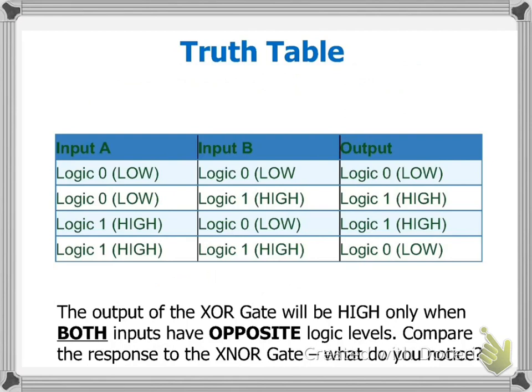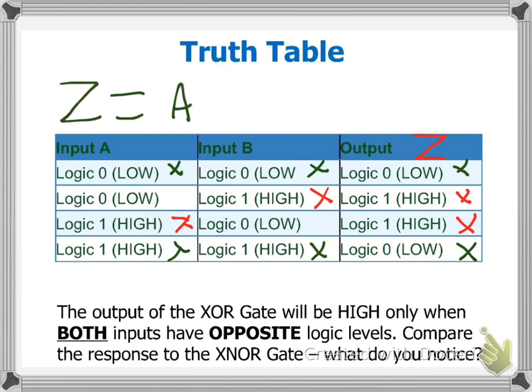Okay, so here's the table. So this is our output Z, and the output will be high when only B is high. It will be high when only A is high. But notice then that one, I want to change my color. Here we'll go with, I don't know, green. And the output will be low if both inputs are low, and the output will be low if both inputs are high.